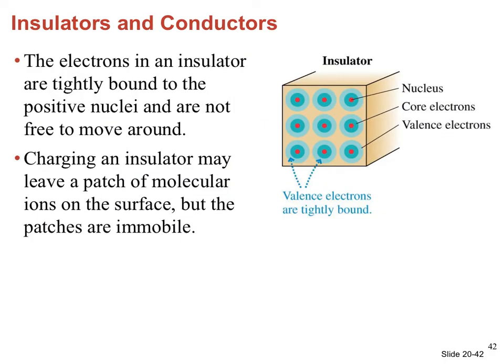When we talk about insulators and conductors, which we talked about in the last section, the electrons of an insulator are very tightly bound to the positive nuclei and they don't move around. So if we charge an insulator, we have to leave a patch of positive or negative charges, but the patches themselves are not actually moving. They're not mobile.